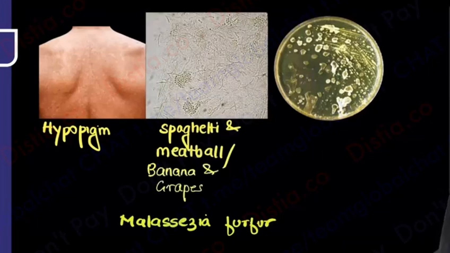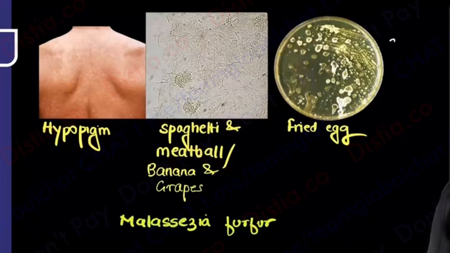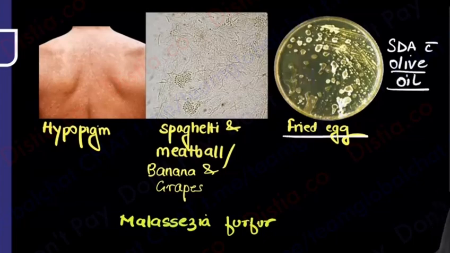Coming to the next one, we see what kind of colonies? We see the very famous fried egg colonies. If I want to fry the eggs, I need oil, right? So I can't put a regular SDA, I will need a regular SDA with a little bit of olive oil so that I can fry the eggs. That's the entire summary that you have for Malassezia furfur. So this was the first part.